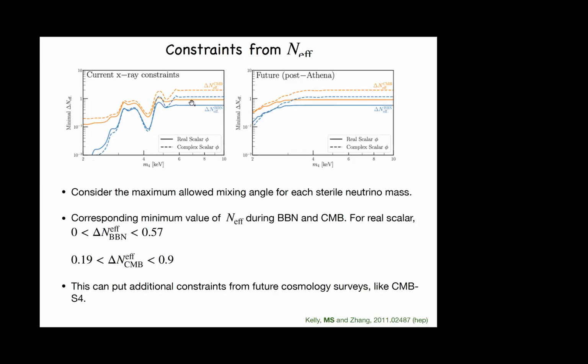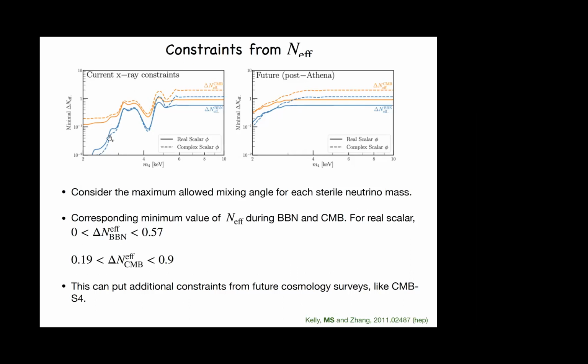And in between, there are some weird behaviors which essentially depend on a lot of nonlinear factors and are difficult to understand. The corresponding behavior from CMB is also similar, except that there is a minimum bound on CMB that you can probe, because at some point you have to thermalize these scalars after BBN and the scalars have to decay again. So then that gives you a certain minimal delta N effective that you can probe.